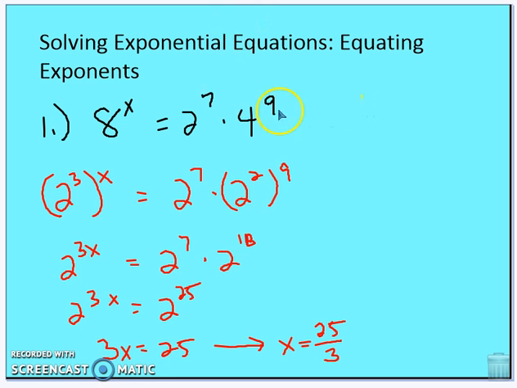All right, so for the first problem, we write 8 as 2 cubed. 2 cubed to the x is equal to 2 to the 7th times 2 squared to the 9th. Using the power of the powers, this becomes 2 to the 3x is equal to 2 to the 7th times 2 to the 18th. I have the same base, so I'm going to add the exponents on the right-hand side. 2 to the 3x is equal to 2 to the 25th.